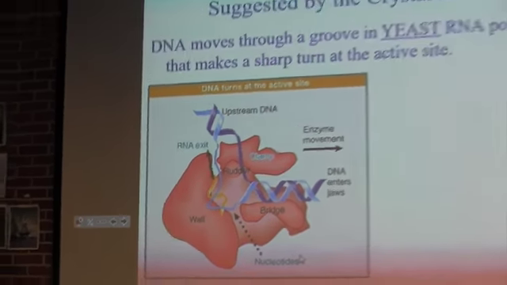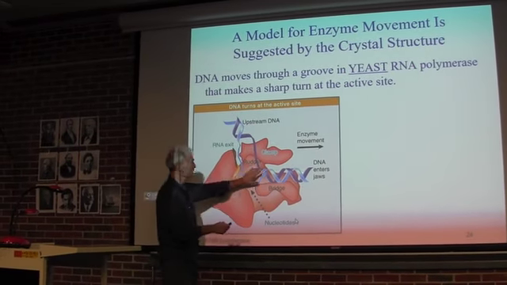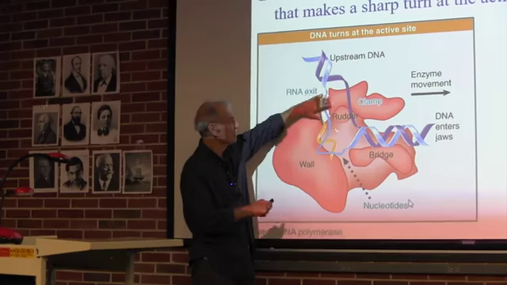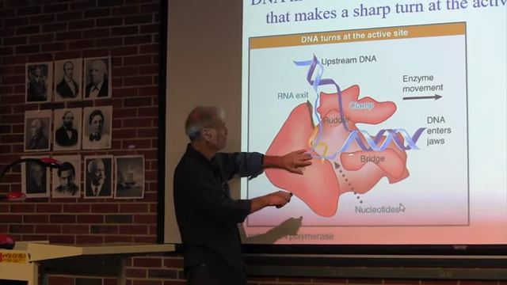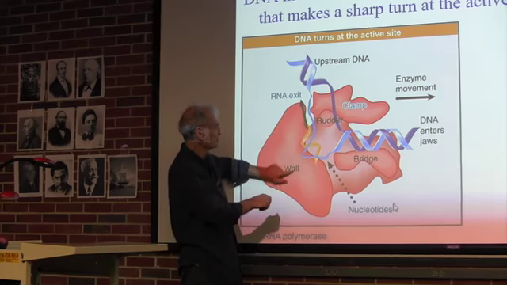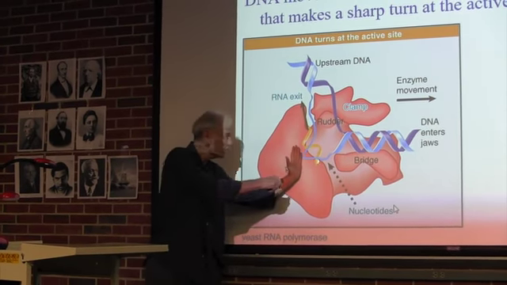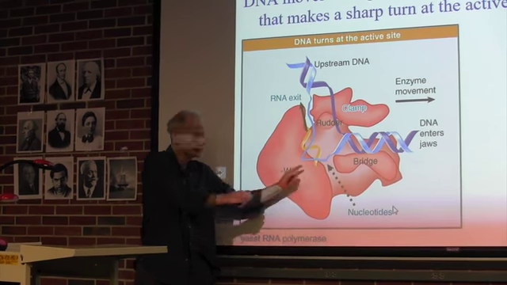So let's get a little more turn. Notice that this slide is emphasizing the sharp turn it's made. The DNA is kind of bent, and this bend actually facilitates its melting. It's bent by being slammed against this wall domain of the active site. Of course, the magnesium is going to be right down here where the nucleotides are being added, right at the 3' end.